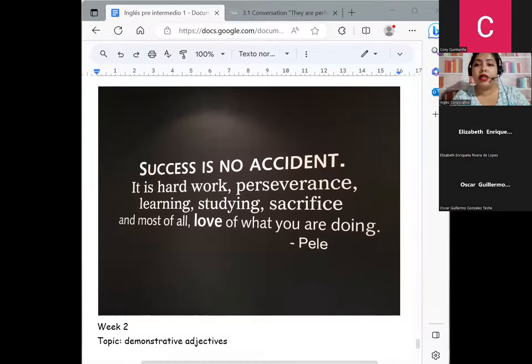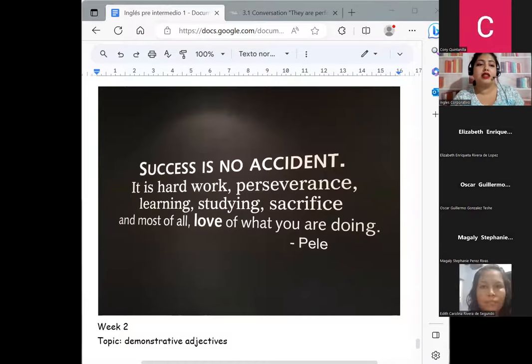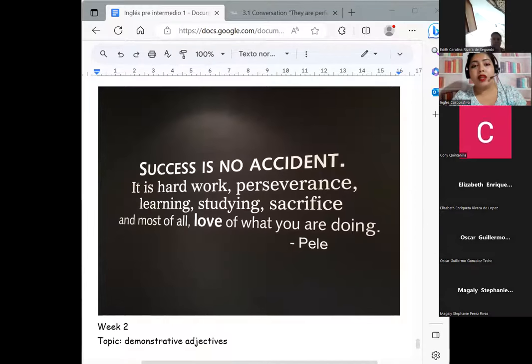So for this week, we have the following statement, and it says, success is no accident. It is hard work, perseverance, learning, studying, sacrifice, and most of all, love of what you are doing. This is the phrase that we are going to use for this week, for these 4 days. In your case, it's for the whole week, almost like 6 days.